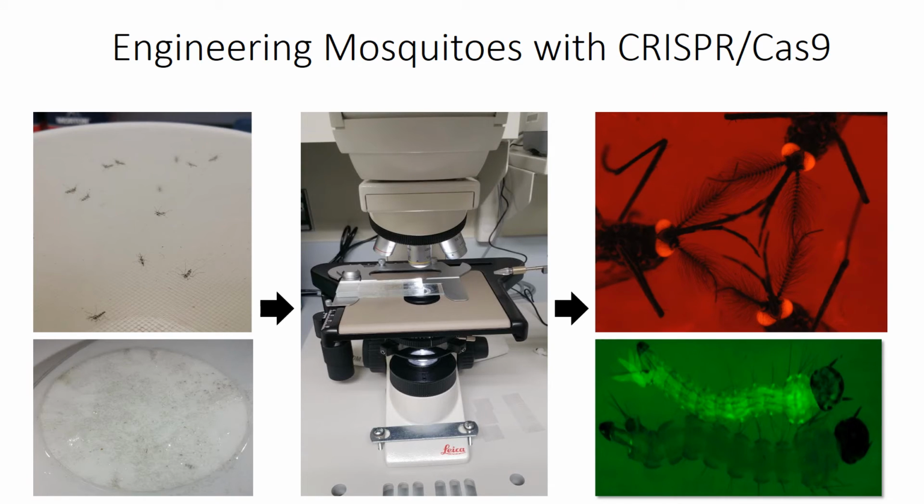To start, we take adult mosquitoes and collect their embryos, which are these tiny little things down here. Then we take a microscope and a fine needle and inject Cas9, the guide RNA, as well as any other components of the injection solution. Then we get genetically modified mosquitoes. In this upper picture here, we have mosquitoes which have been modified to express a red fluorescent protein in their eyes. And in this lower picture, we have a larval stage of the mosquito, which expresses a green fluorescent protein throughout its body.